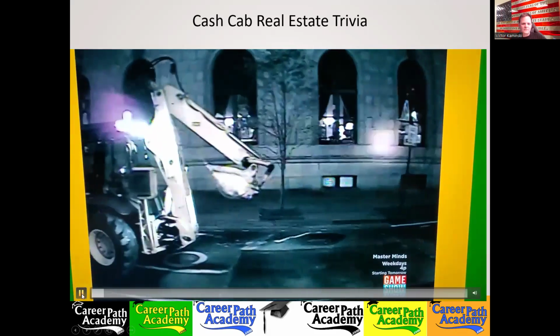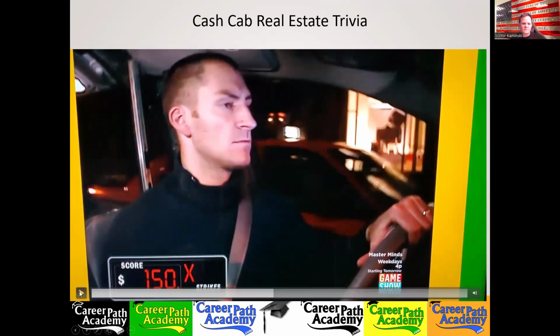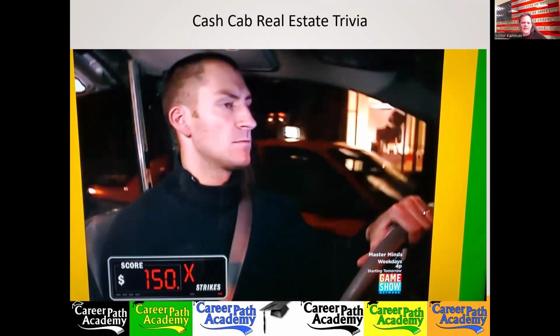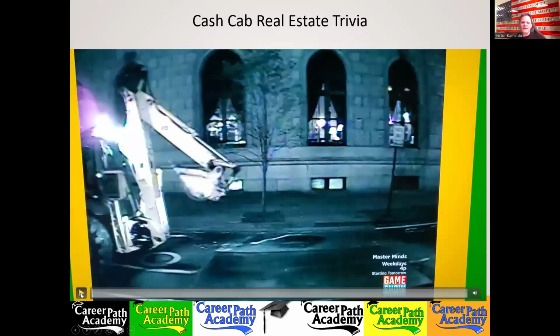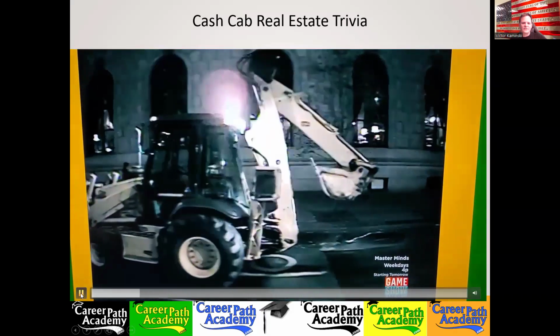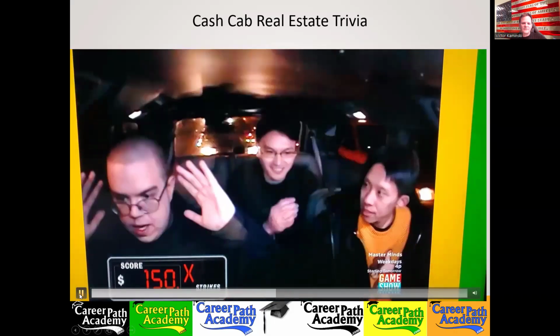What term for a dead-end street means bottom of the bag in French? What term for a dead-end street means bottom of the bag in French? Shout it out if you got the answer. What term for a dead-end street means bottom of the bag in French?